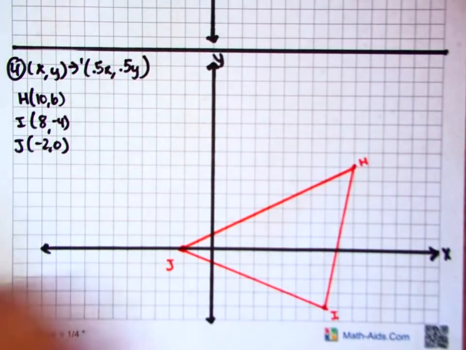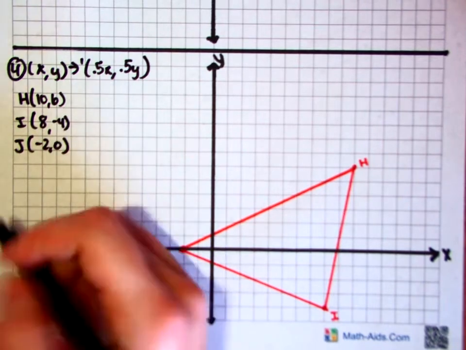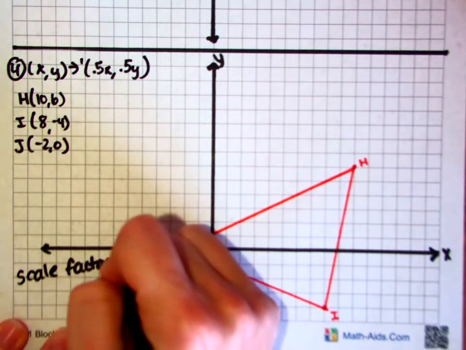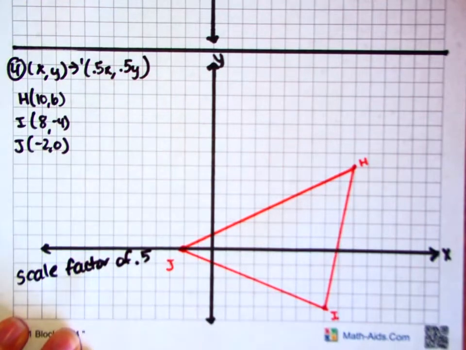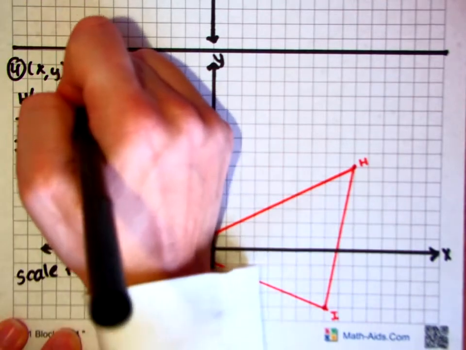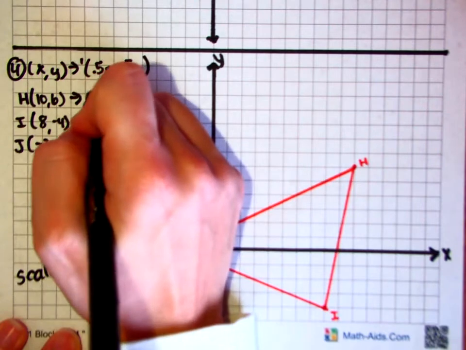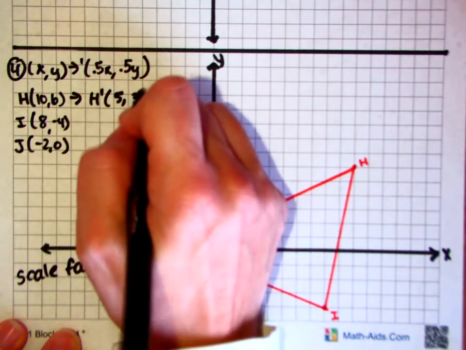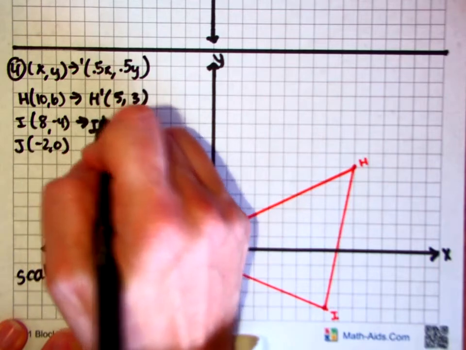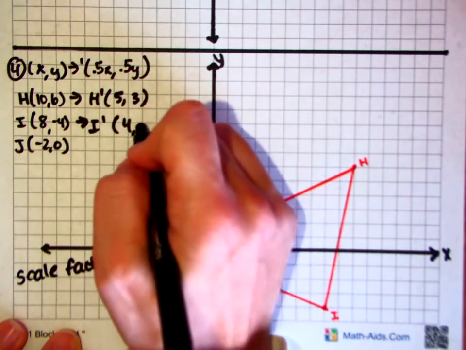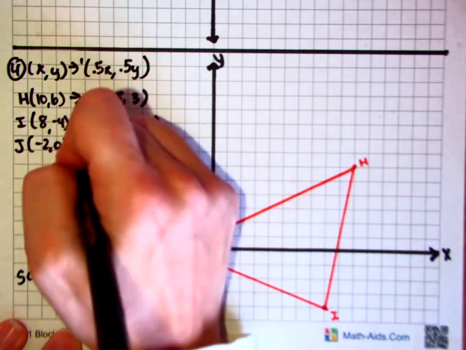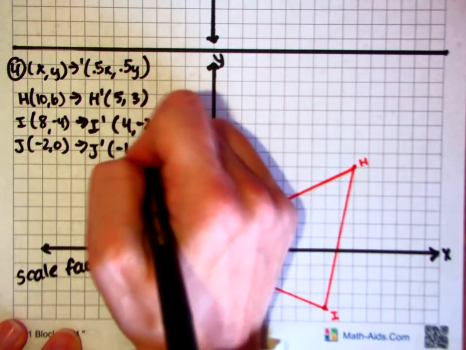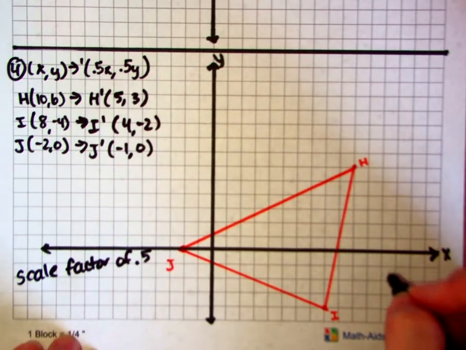Number 4, we've been given this rule here, which means we have a scale factor of 0.5 or 1/2. And so we're going to multiply everything here by half. So my H prime, half of 10 would be 5, half of 6 would be 3. My I prime, half of 8 would be 4, and half of negative 4 would be negative 2. And my J prime, half of negative 2 would be negative 1, and half of 0 is still 0. And now we're going to plot these points.